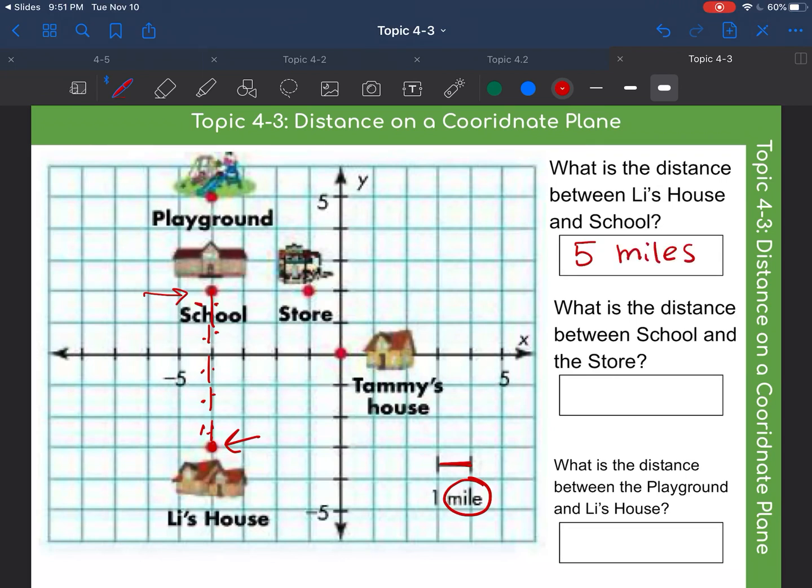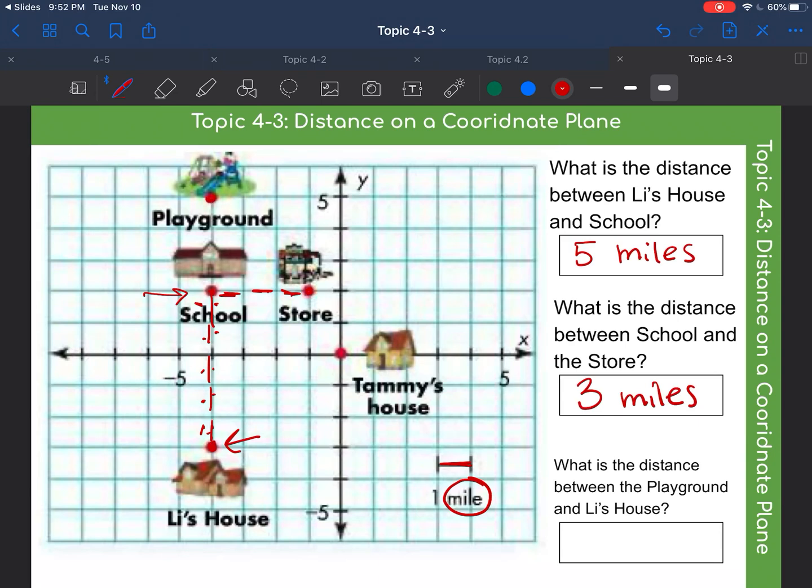All right. They're also asking, what is the distance between school and the store? Again, this is a horizontal line that we're doing. So we can count the boxes in between. 1, 2, 3. So again, each box is 1 mile. So it's 3 miles.